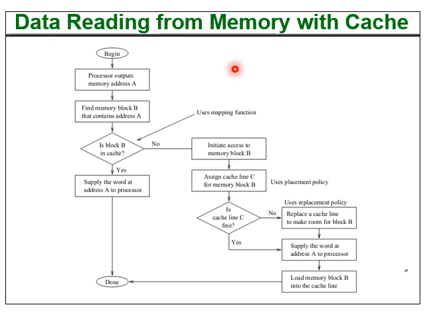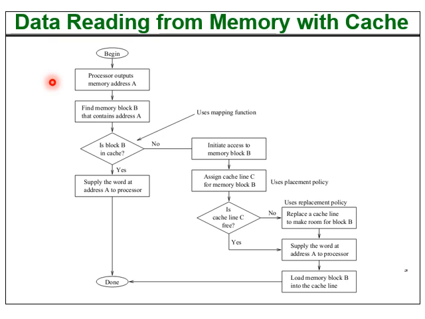This flowchart essentially tells you the entire process of reading the data from a system which has both main memory as well as the cache memory. The process begins over here. As I told you earlier, the CPU always generates the address for the larger memory, which in this case is the main memory. So the processor will generate or output the memory address A, which refers to a location in the main memory.